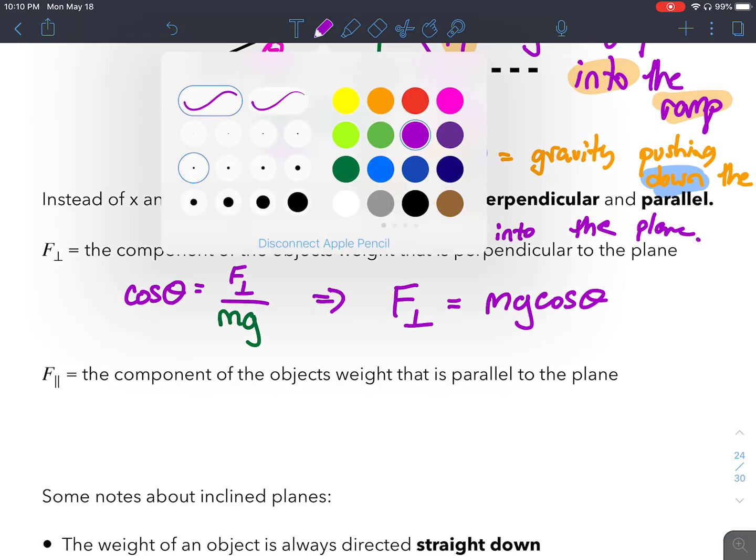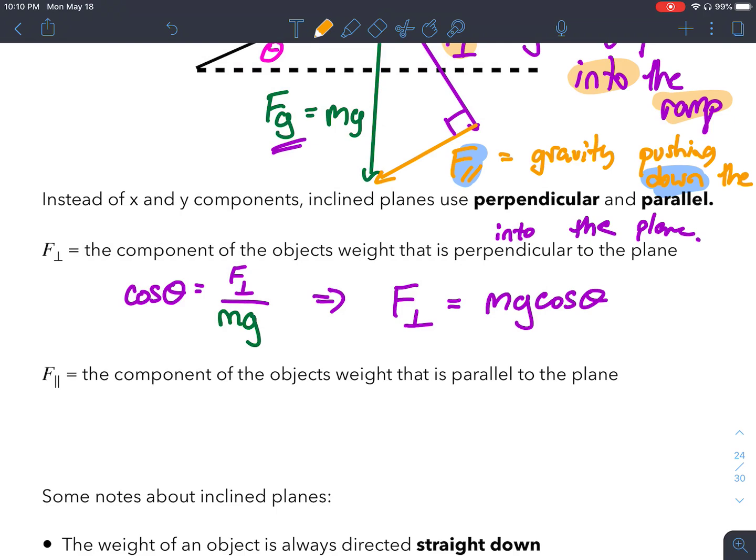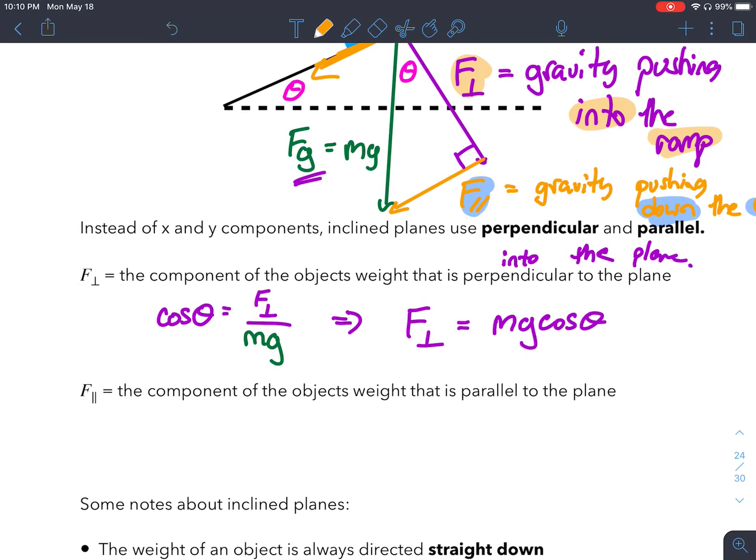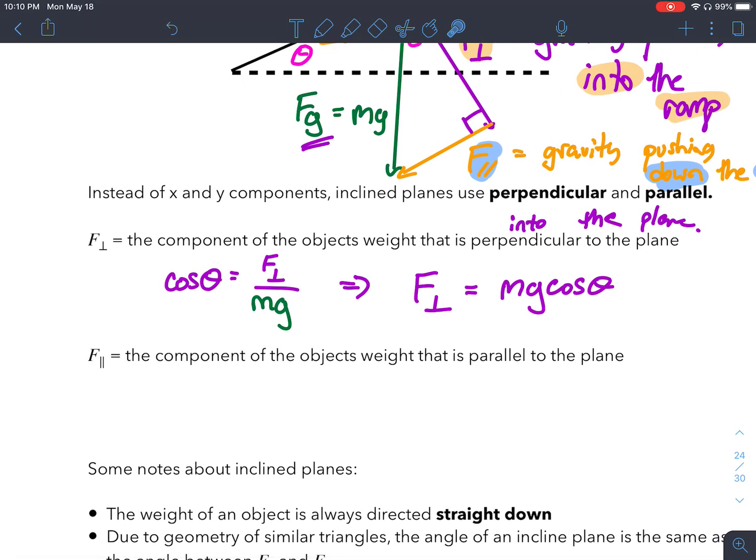If we do exactly the same thing, but for this orange component with our F parallel, well, again, looking at our triangle, we are dealing with the opposite side and the hypotenuse, which means if we look at the sine of the angle theta, we're going to get F parallel divided by our force of gravity, the exact same idea.